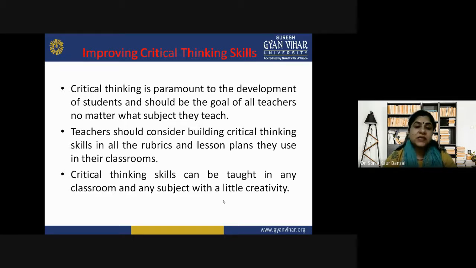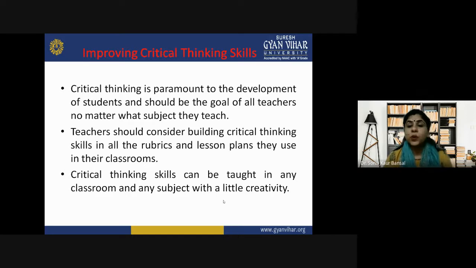So in my subject, if I'm not enabling my students to think over something that is really very important in a critical way, then my teaching will be less effective. So whatever the subject you are going to teach, you must think about the development of the student's brain and thought process. So teachers should consider building critical thinking skills in all the rubrics and lesson plans they use in their classrooms.